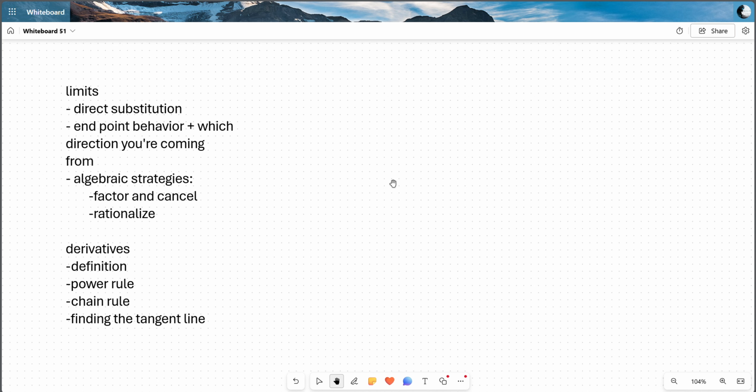Today we're going to be talking about limits and derivatives, and we've got a syllabus of what we're going to cover here. First, let's talk about what a limit is and the limit notation, how we write a limit. First, let's choose any function. We're just going to choose x because that's pretty simple.